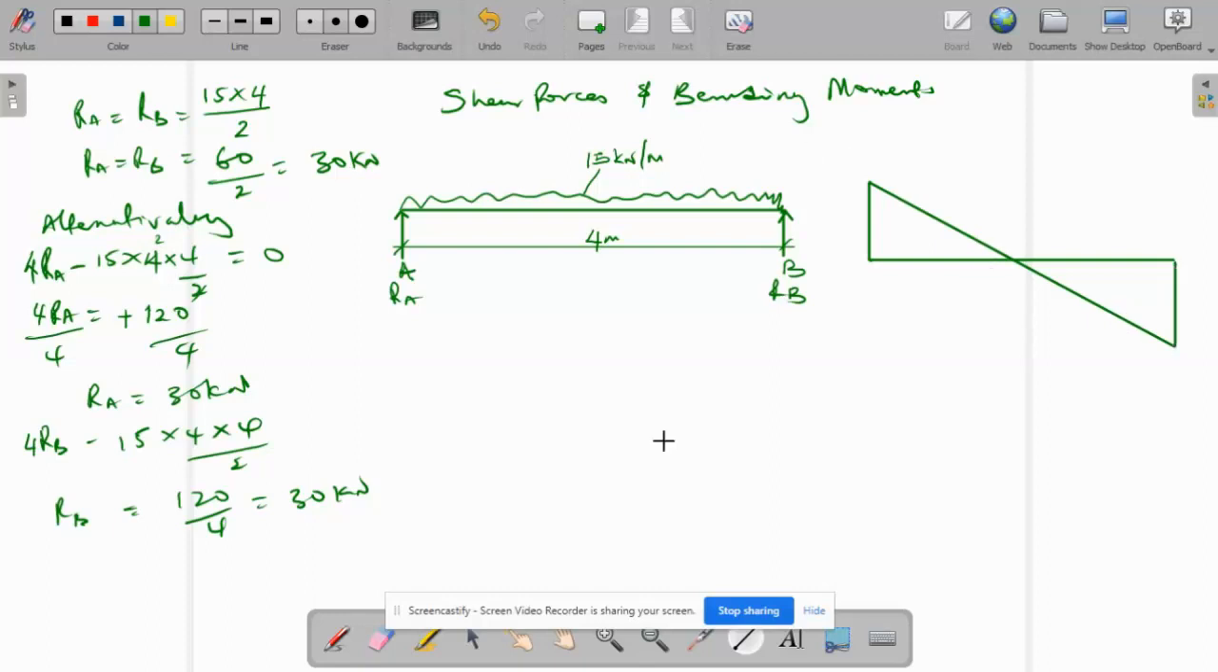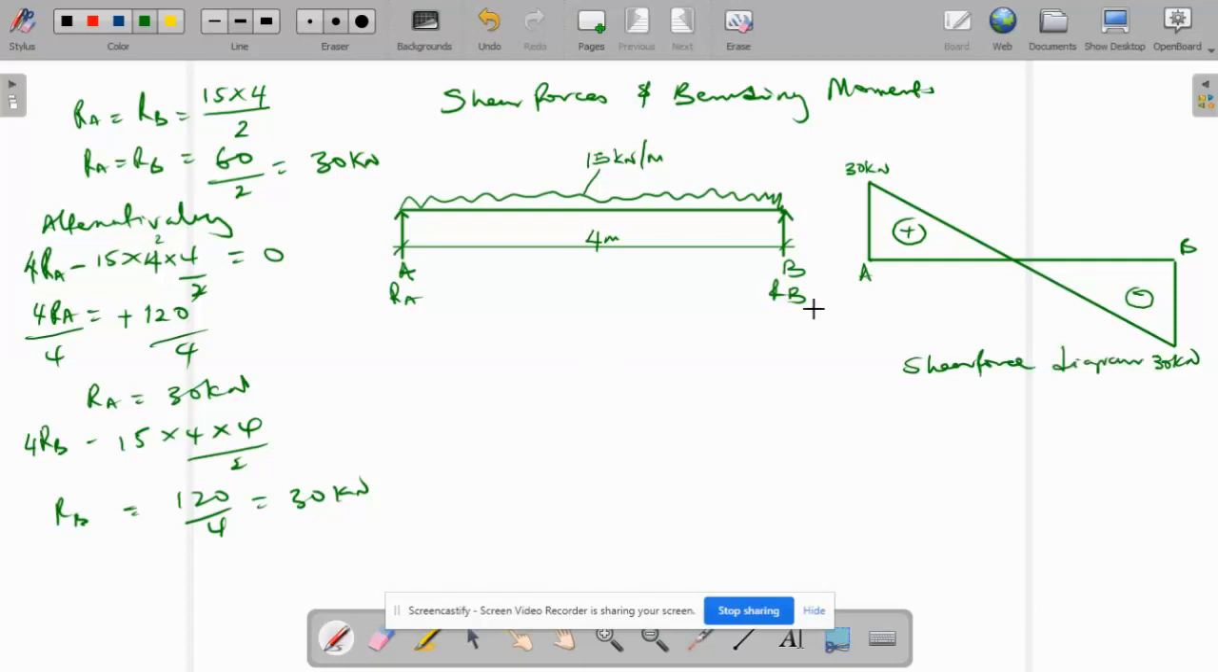So here we are going to have 30 kilonewton positive at this point, and we also have 30 kilonewton negative at this point. This is our B and this is our A. So this is our shear force diagram.